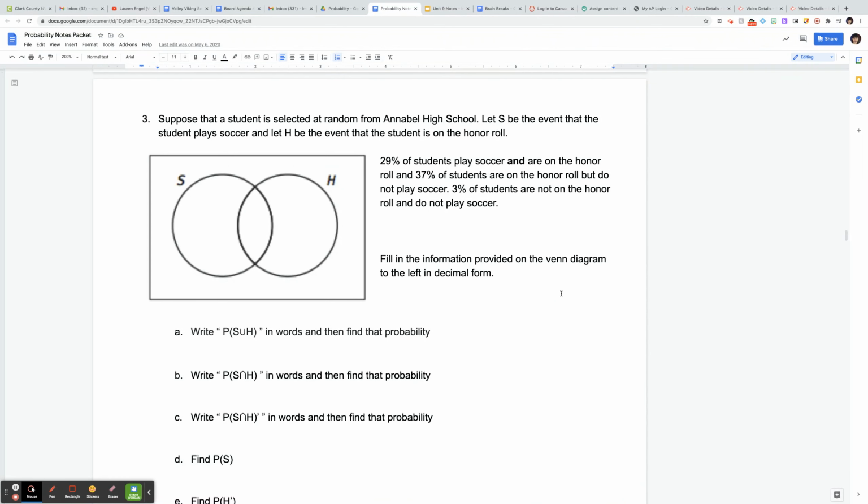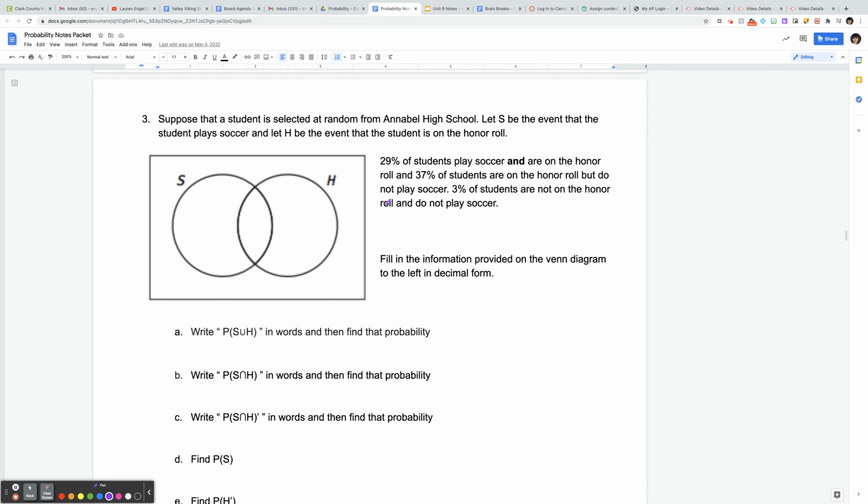Hello, folks. So I have a couple more practice problems for you on Venn diagrams. I'm going to do the first two here for you, and then I'm going to give you a chance to try the last one on your own. All right, so let's go ahead and jump into it here.